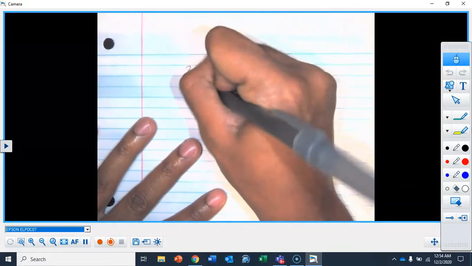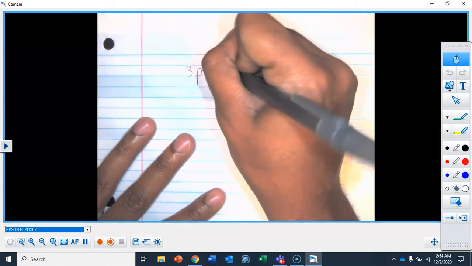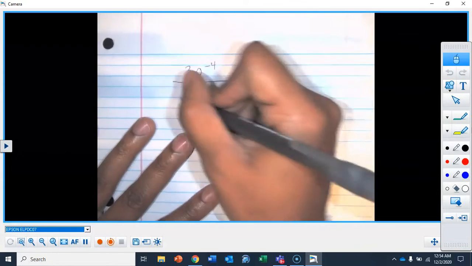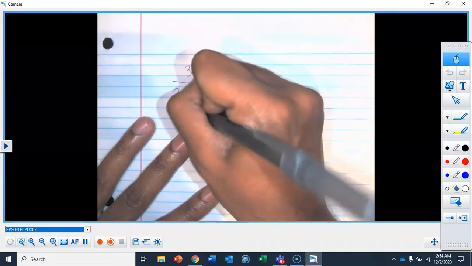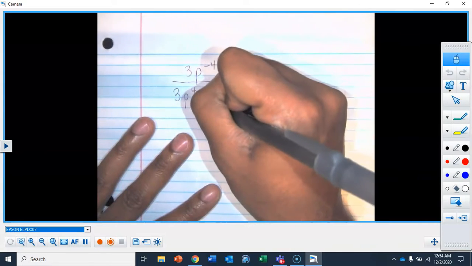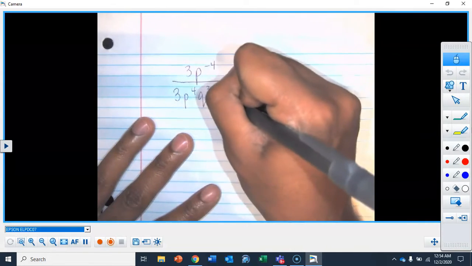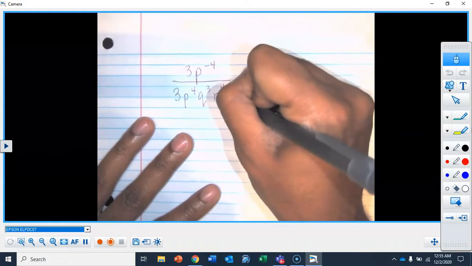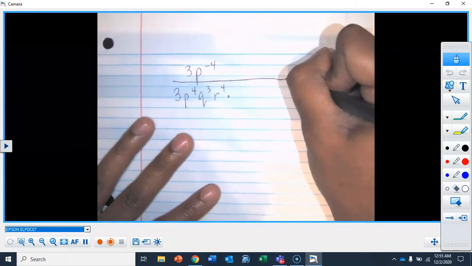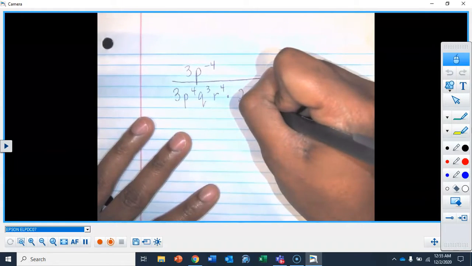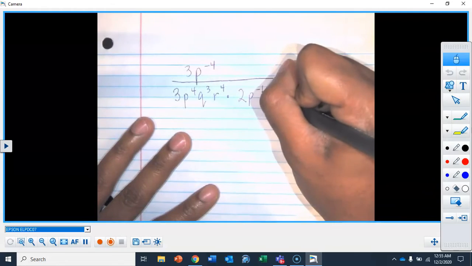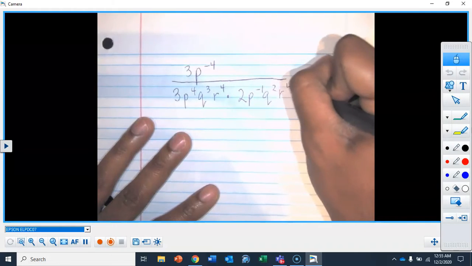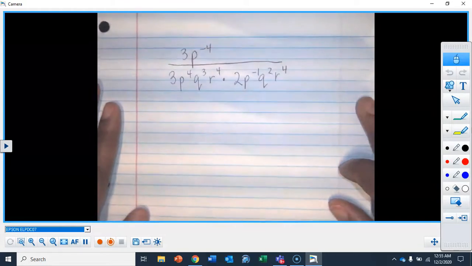Here we go. So now again, if I have 3 p raised to the negative 4 divided by 3 to the 4, q to the 3, r to the 4. This one's kind of long in the denominator, so extend this, and then 2, negative 1 for p, r to the 4. Okay, there. That's the problem.